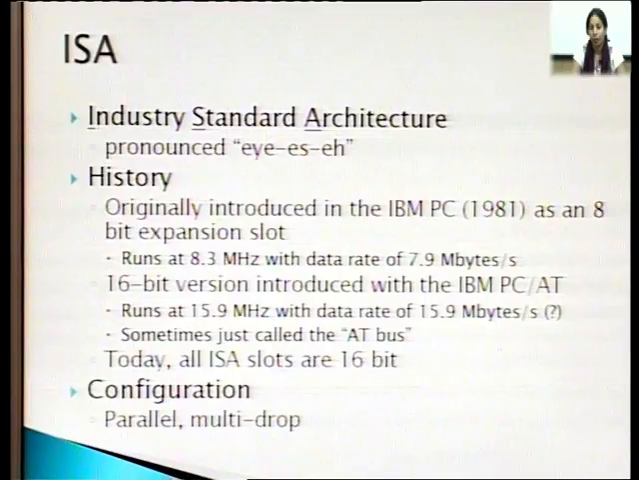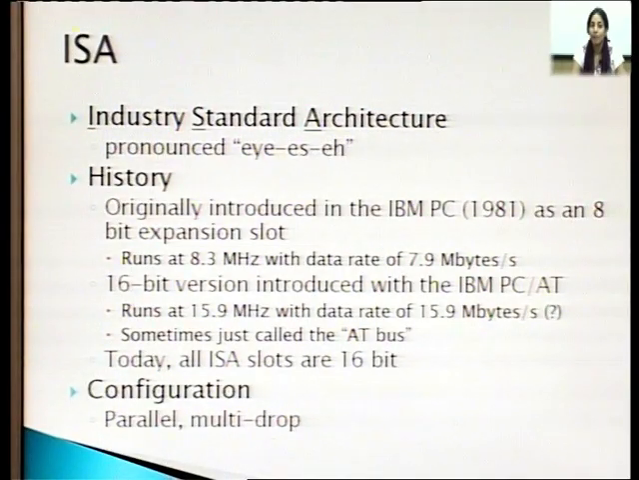Then industry standard architecture history is that it was originally introduced in the IBM PC in 1981 with an 8-bit expansion slot, and it runs at 8.3 megahertz of frequency with a data rate of 7.9 megabytes per second. This is the feature of the 8-bit ISA slot.